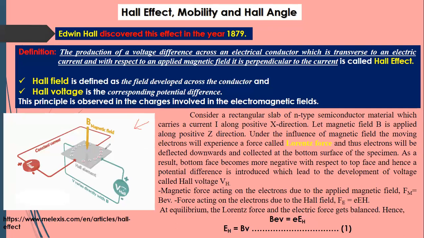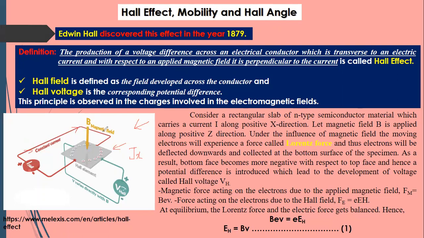Let us consider a rectangular metal slab, carrying a current density that is denoted by Jx, in the positive x direction. It means the current travels from the positive terminal to the negative terminal in this direction.